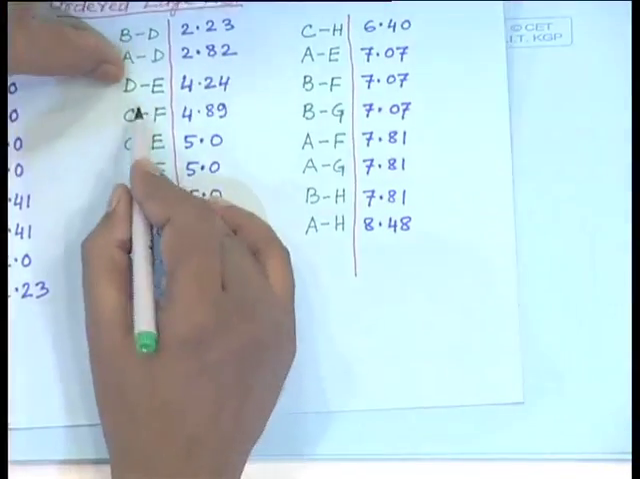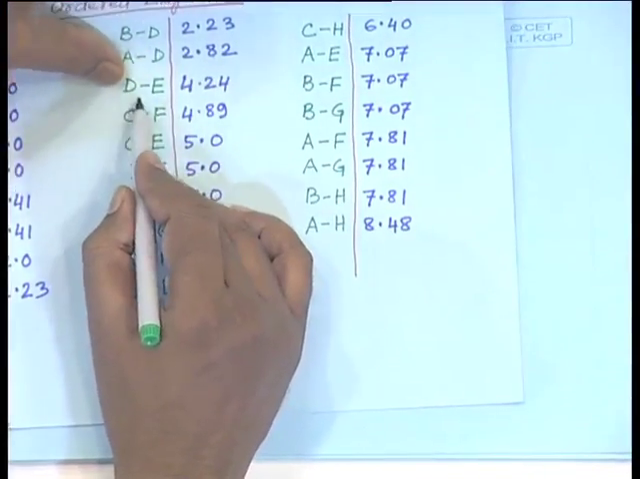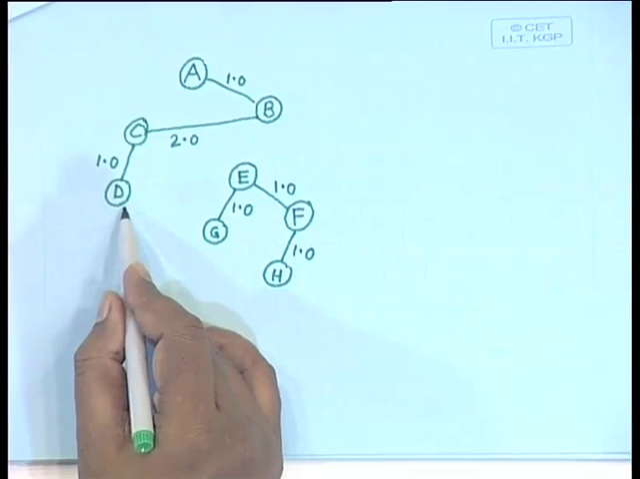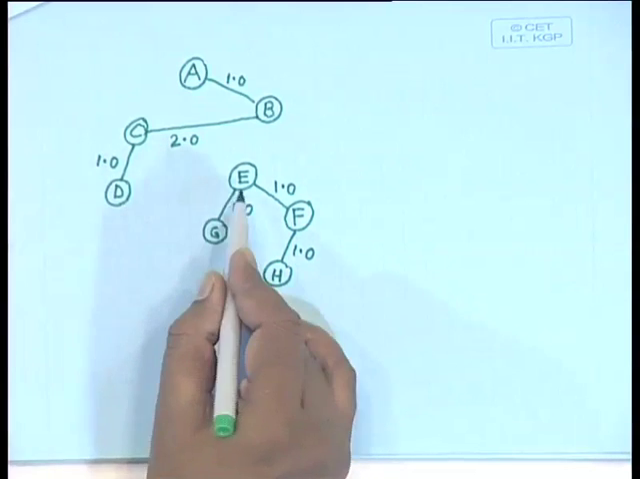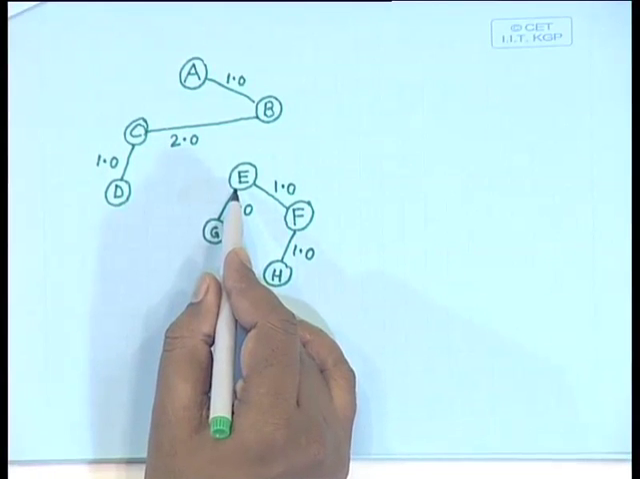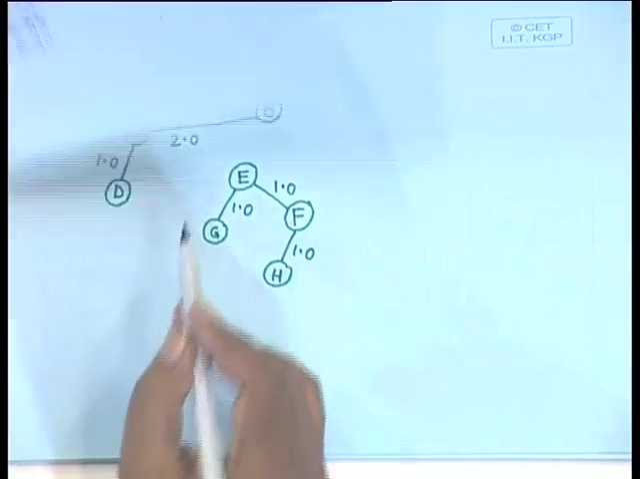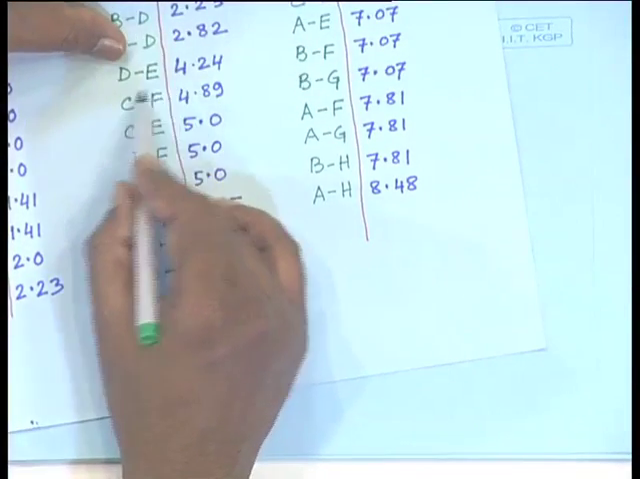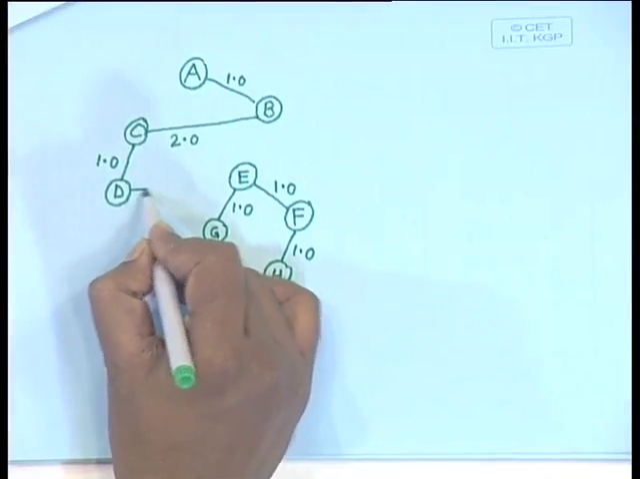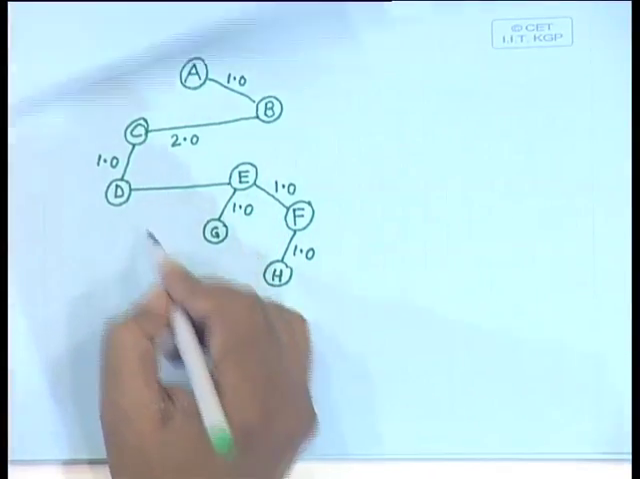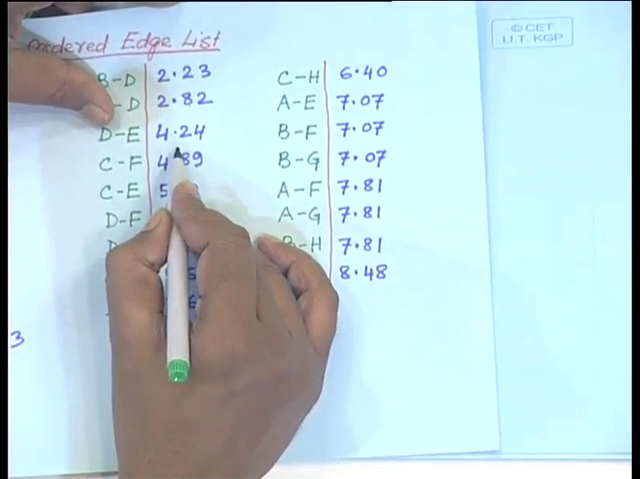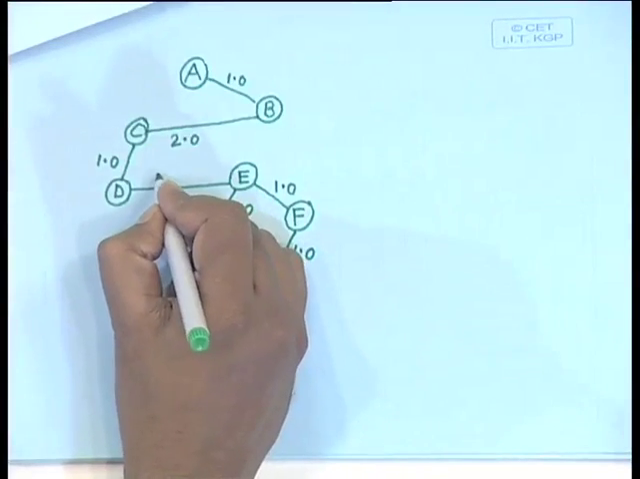Next comes D E. And here you find that D is in one tree, E is in another tree. So, I should consider this particular edge D E, and connect D and E by the edge D E, and you find that weight of this edge is 4.24.